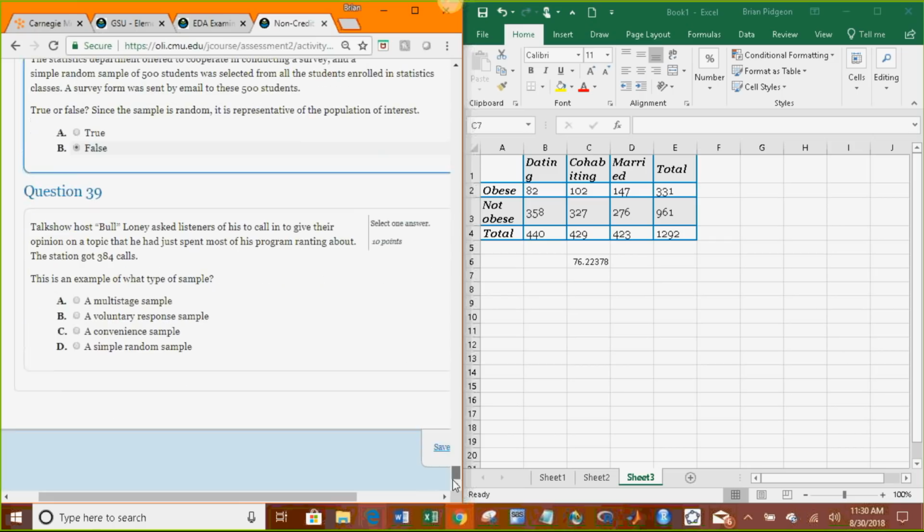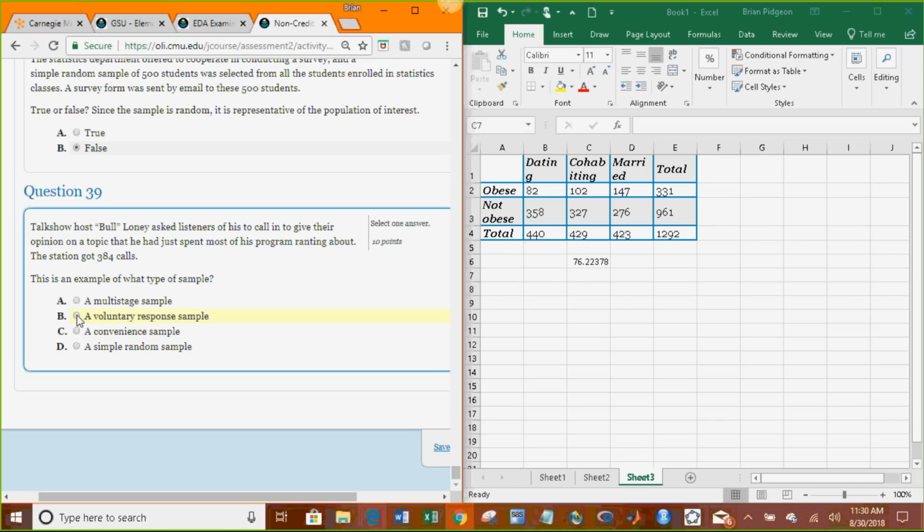And then lastly, talk show host Bull Loney asked listeners of his to call in about their opinion. That would be a voluntary response. If you're asking people who just listen to you to call in, they are voluntarily deciding to respond. That is a voluntary response sample.